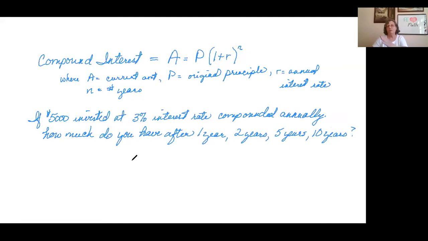Okay, so the only difference is going to be that N is going to change. So our amount is going to be 5,000 times 1 plus, now your interest rate has to be put in as a decimal, always. So 3% is the same thing as 0.03. And for this time, it's going to be raised to the first. So that'll be 5,000 times 1.03, which is going to be $5,015. First year, you get $15 interest.